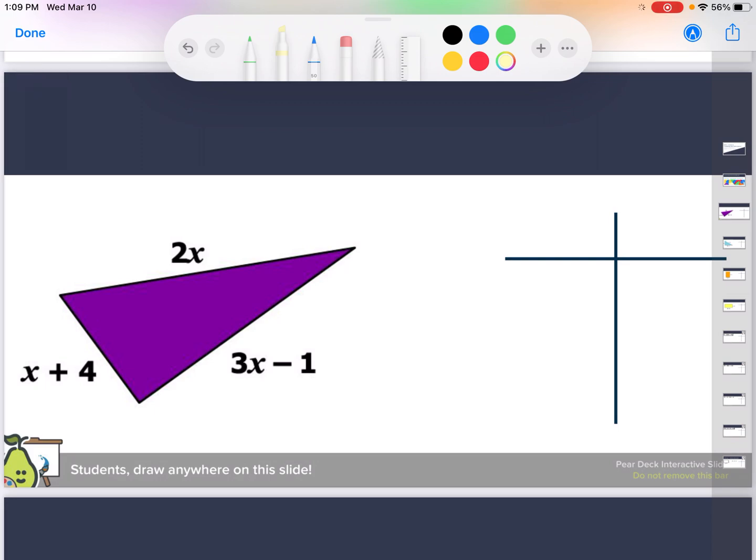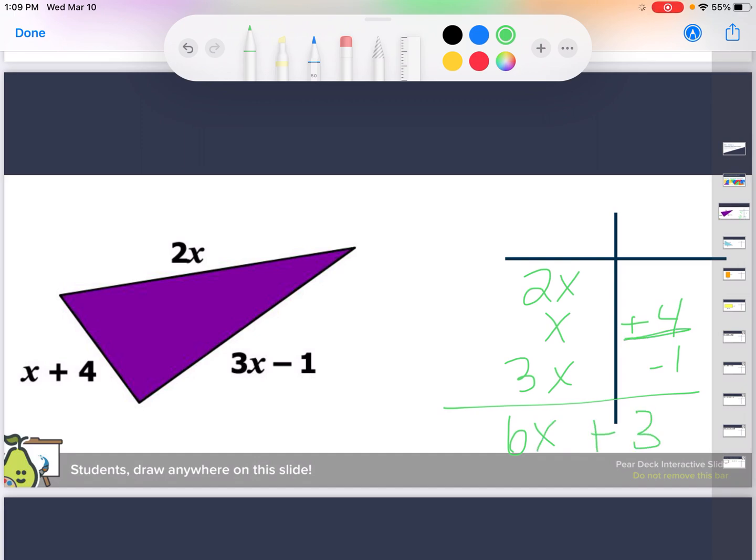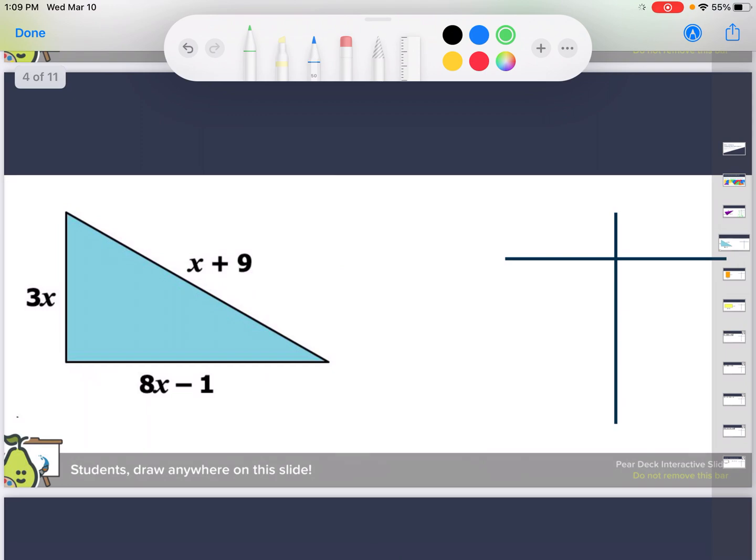So we are going to use perimeter to do that. So I have 2x, I have x plus 4, and then I have 3x minus 1. So if it's in a column, I can combine it. If it's by itself, I can't. So 2 plus 1 is 3, 3 plus 3 is 6. So I have 6x, 4 minus 1 is 3, and it's going to be positive because the absolute value of the larger number is positive. So 6x plus 3, and then I stop.